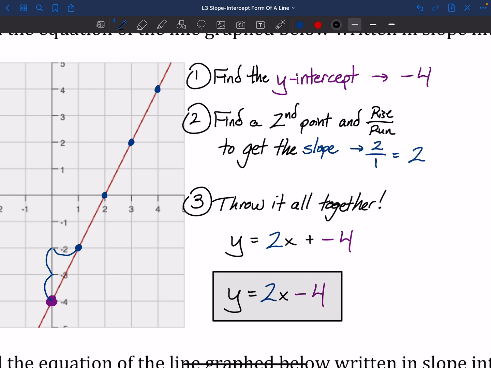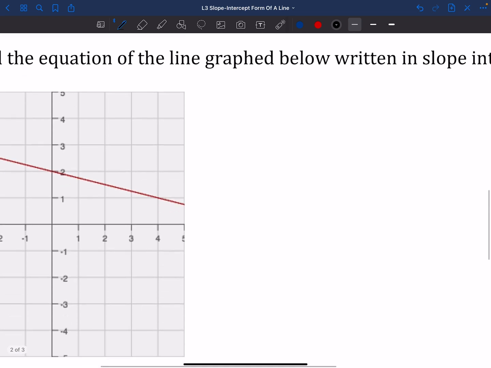All right, so let's try another one out, right? If you want to try the next one on your own, pause here and leave this one up as an example, not a bad idea, all right? So let's talk through this next one together.